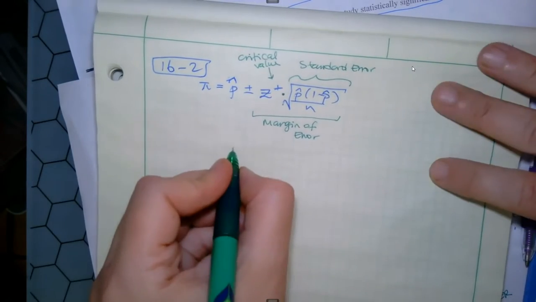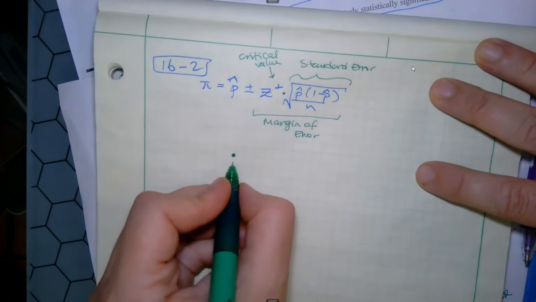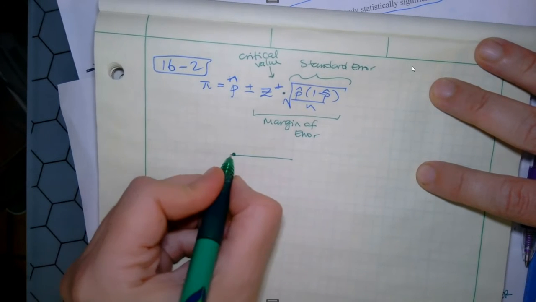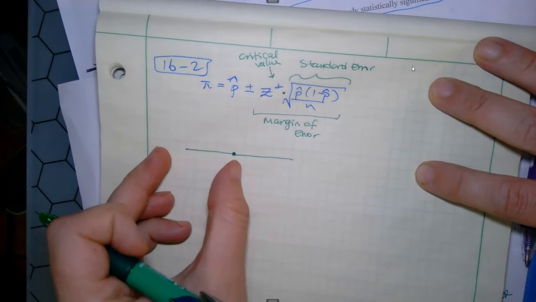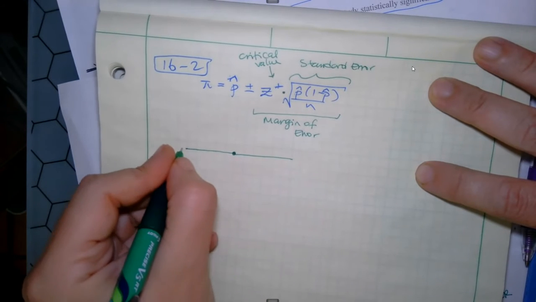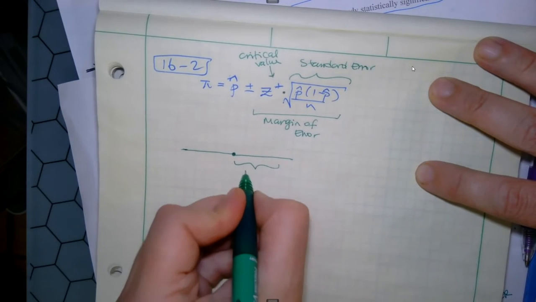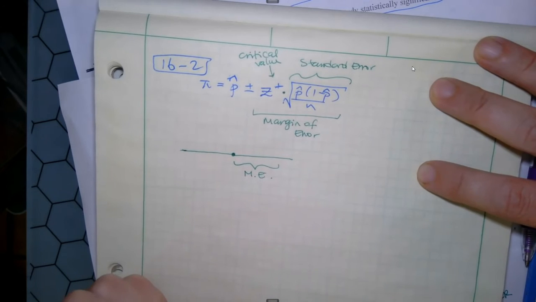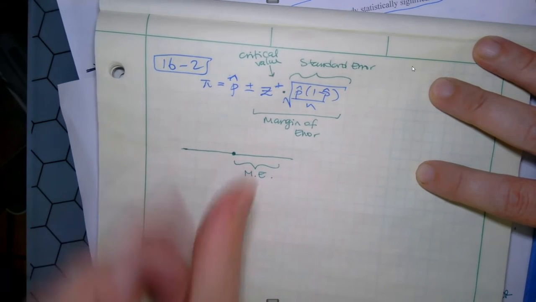So you are starting with some number, that is your statistic, and you're allowing yourself to go above and below that same amount. So this is your margin of error, E for short. So plus this way, minus this way.